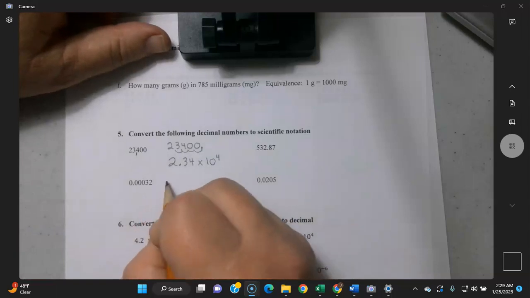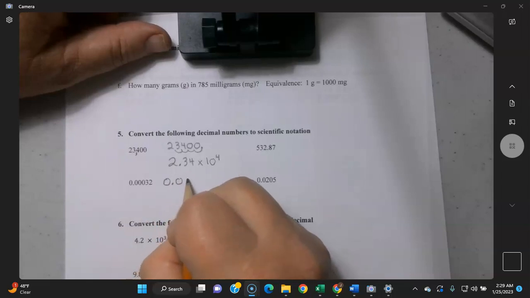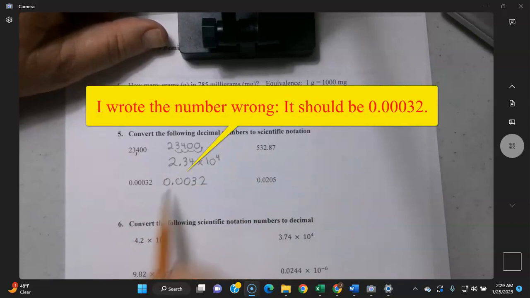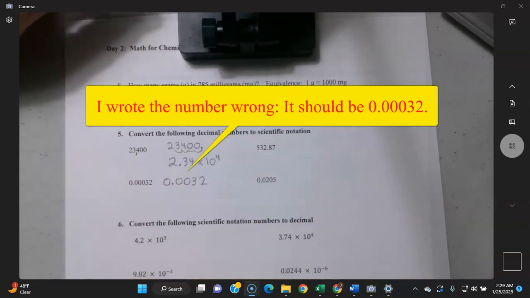Okay, let's do this one. So we have this number. I'd like to rewrite it. I'd like to leave the original number on the problem set clean, so if you make a mistake, it's not all messed up. So where do we move this decimal so it's a number between 1 and 9.999?